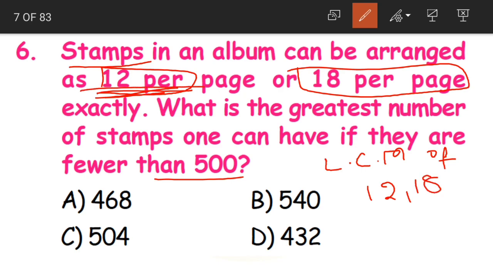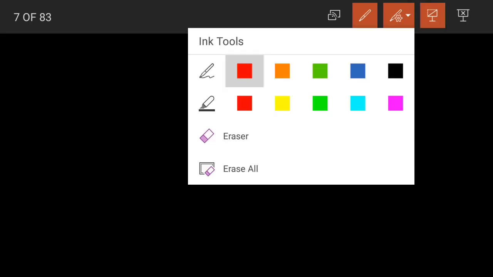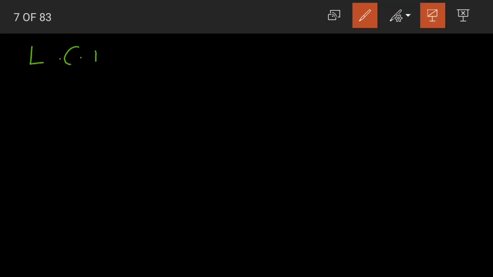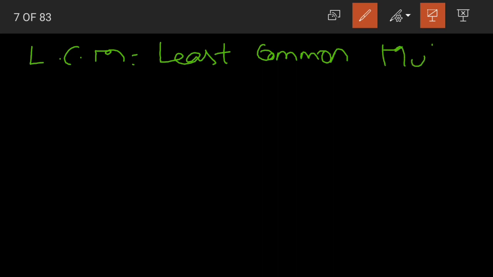Yes, children, it can be either 12 or it can be 18. So we should find out the common multiple, least common multiple between these two numbers, that is 12 and 18. What should we find out? LCM. LCM is nothing but least. What does least mean? Least means the smallest. Smallest common multiple. Now we know what is a multiple, right?